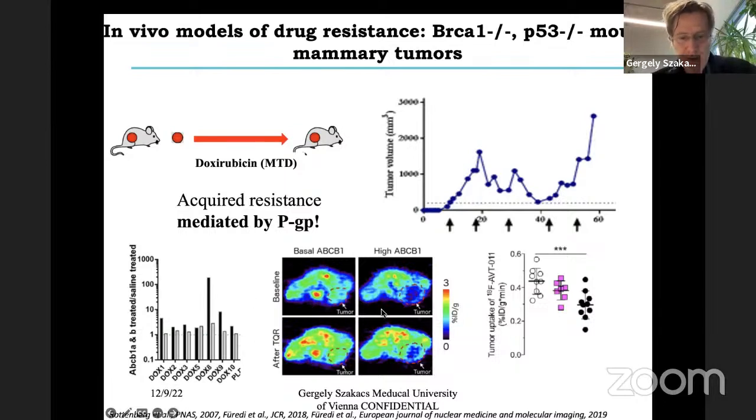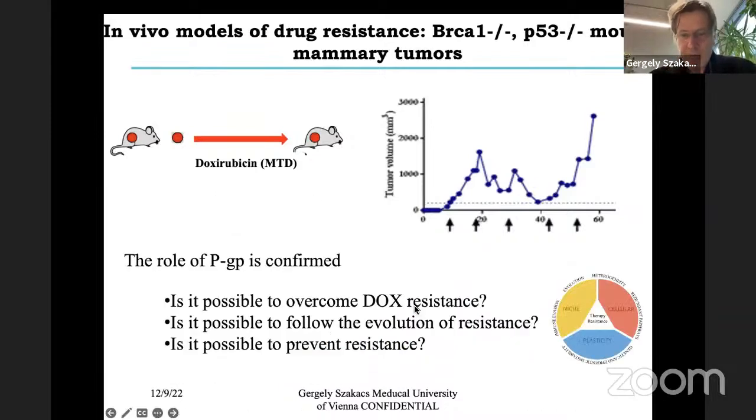And this lower figure just shows that PGP activity can be monitored in vivo if you use a tracer, which is a substrate of the transporters. You can see that in tumors that express high PGP levels or ABCB1 levels, the accumulation of this tracer will be reduced as a result of the efflux function. So again, we have a model which recapitulates the evolution of therapy resistance. The mechanism is mediated by PGP, and all these factors, which I indicated a few slides before to be relevant in vivo, are also at play here because this is an in vivo treatment protocol.